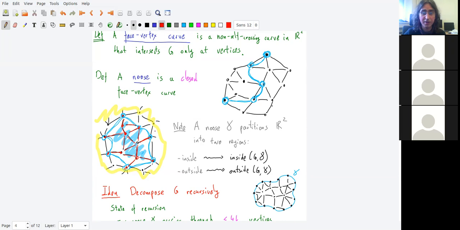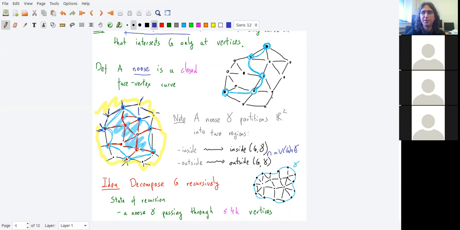This should not be red. And there is another subgraph that is outside. So these are all these vertices and edges that are outside or on the boundary. The intersection of the inside and the outside consists exactly of the vertices of the graph that are visited by the curve. So this is the vertex set intersection with gamma. Good. So we now understand that the noose actually partitions a graph.